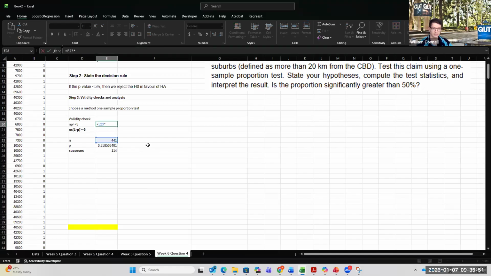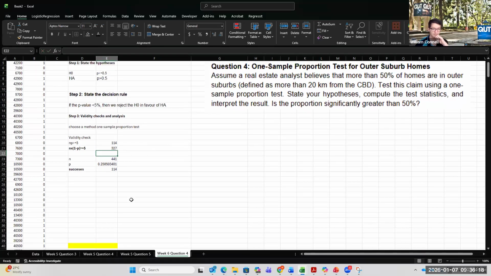Sample size times proportion, that's bigger. And sample size times 1 minus the proportion. What you'll notice is NP is just the number of successes, and N times 1 minus P is the number of failures, or the number of times that a 0 is in our list here.